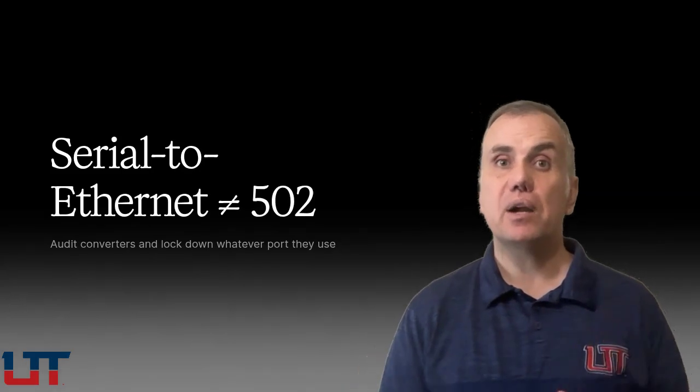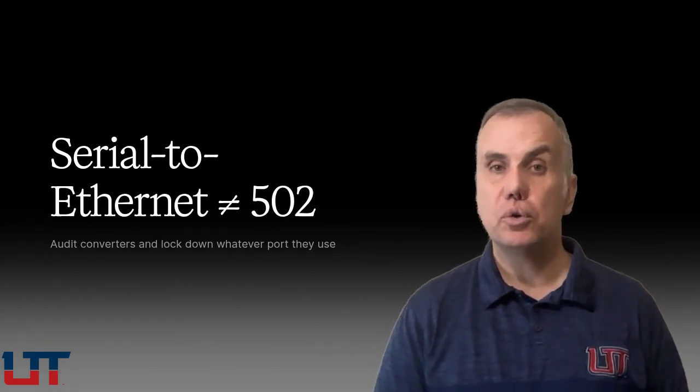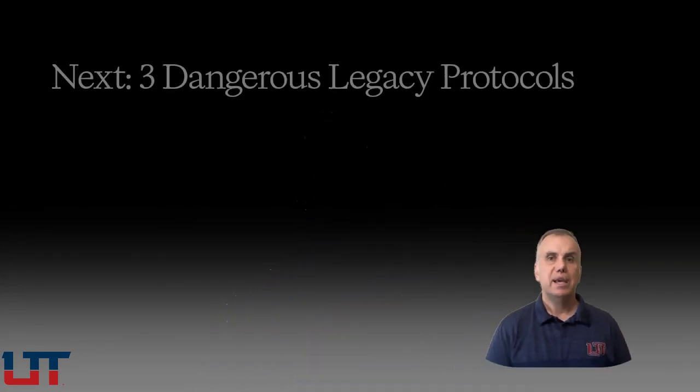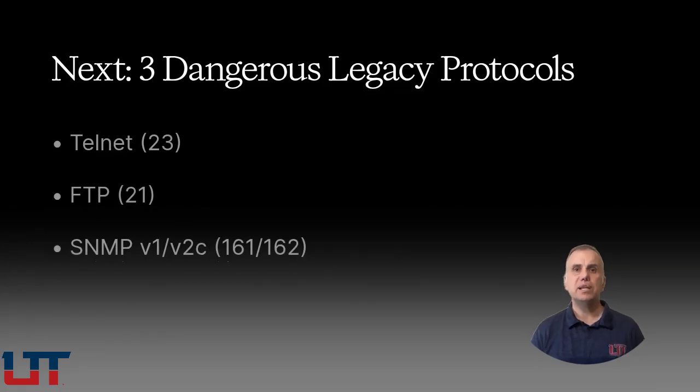This matters because firewall rules written for port 502 or Modbus may miss these converted serial paths. When auditing your environment, check for serial to Ethernet converters, find out what ports they're using, and make sure those ports are just as tightly controlled as the standard well-known ports. In the next video, we'll go deeper on 3 dangerous legacy protocols: Telnet, FTP, and SNMP version 1 and version 2C. We'll explain exactly why they're risky and what an attacker can do with them and what to do about them.